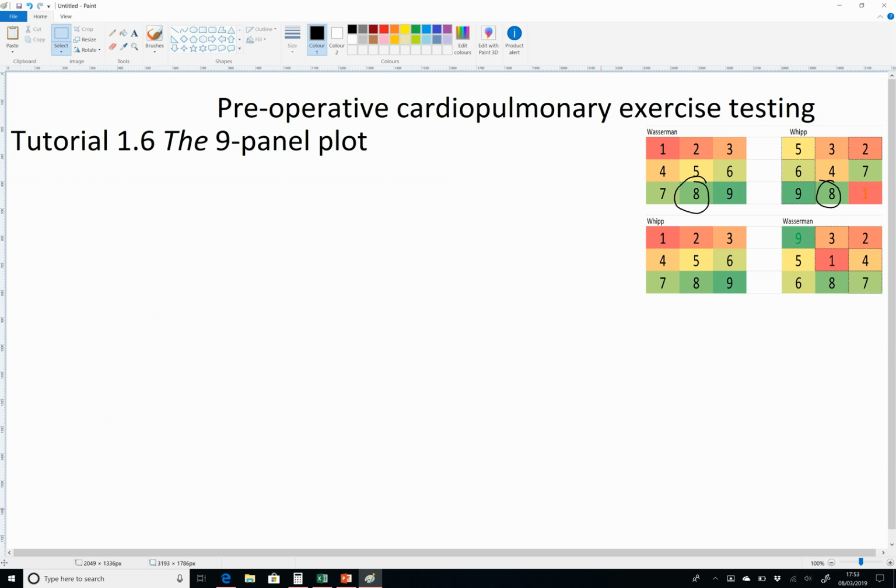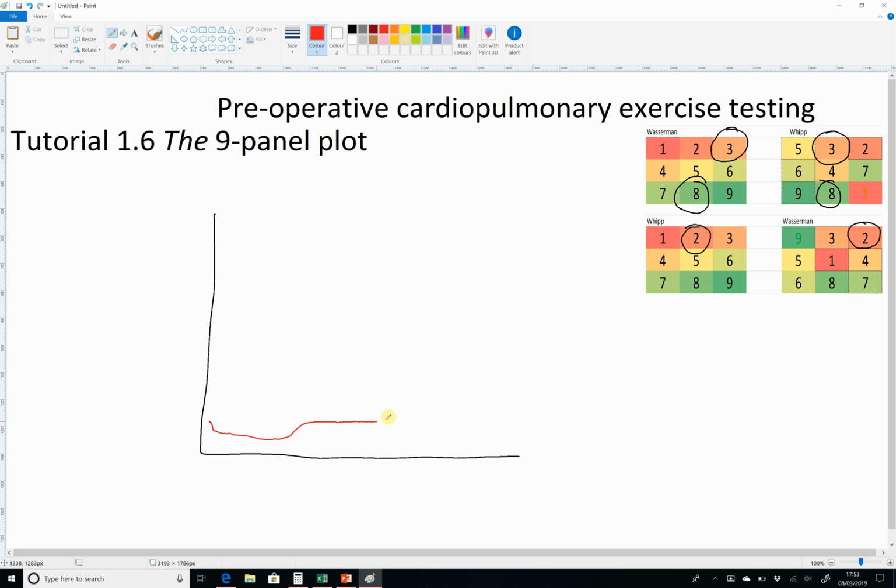The next panel you want to look at is panel 3 in the Wasserman, which is in panel position 2 in the Witt. So panel 2. And that is really just a miniaturized version of your data plotted out during the bicycle ride. So oxygen consumption, carbon dioxide output, and you're doing that for a number of reasons.